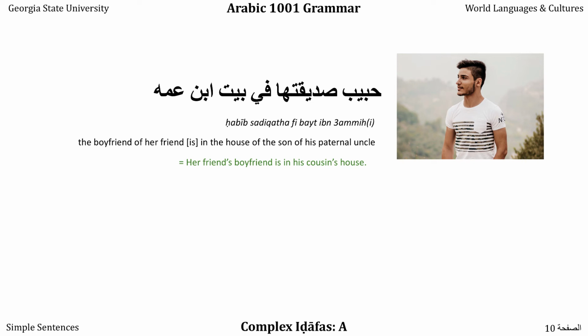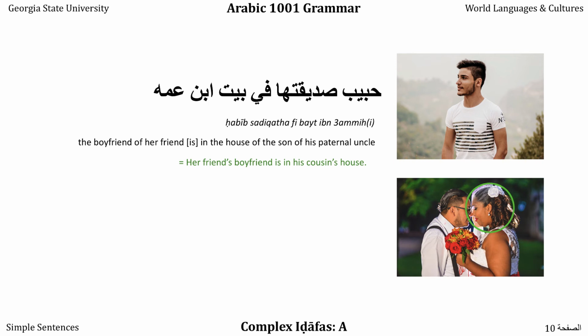One of the things that you will discover about Arabic is when we talk about a cousin, we have to talk about how specifically they're related to us. So there are two idafas in this sentence. Habib Sadiqatha, the boyfriend of her friend, and Beit Ibn Ammihi, the house of the son of his paternal uncle.